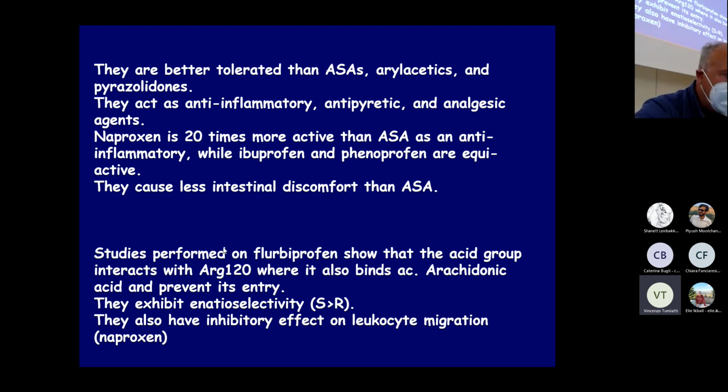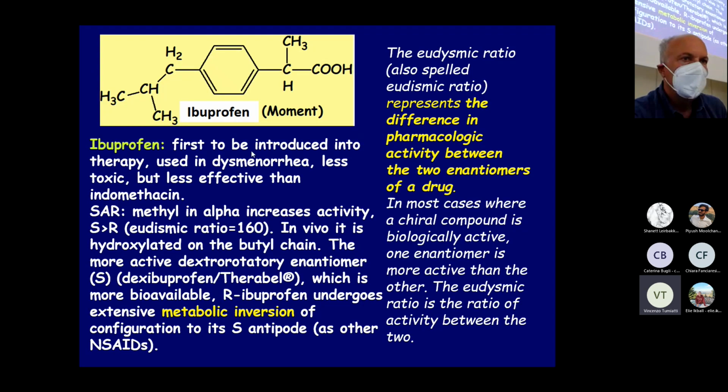Once again, they interact with the acidic group with arginine 120. Enantioselectivity, S is greater than R, okay. They also inhibit leukocyte migration. What about ibuprofen? The most active form is the dextrorotatory enantiomer, okay. But we have metabolic inversion, as I told you before.